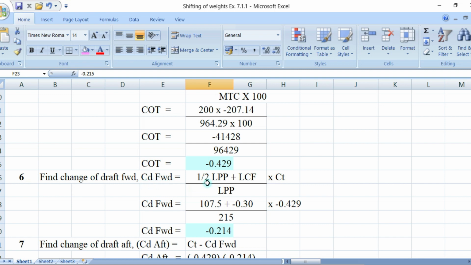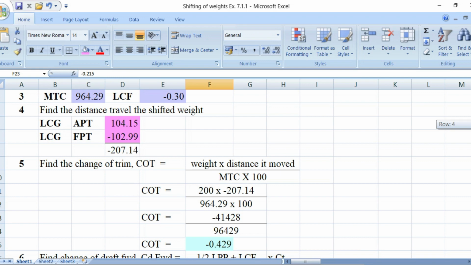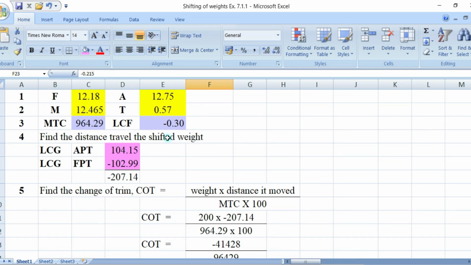The formula is 1/2 of your LPP plus your LCF over LPP, length between perpendiculars, times your change of trim. So your LPP, length between perpendiculars, is 215. 1/2 of this one is 107.5. So that is 1/2 LPP plus your LCF. Your LCF is negative 0.30.